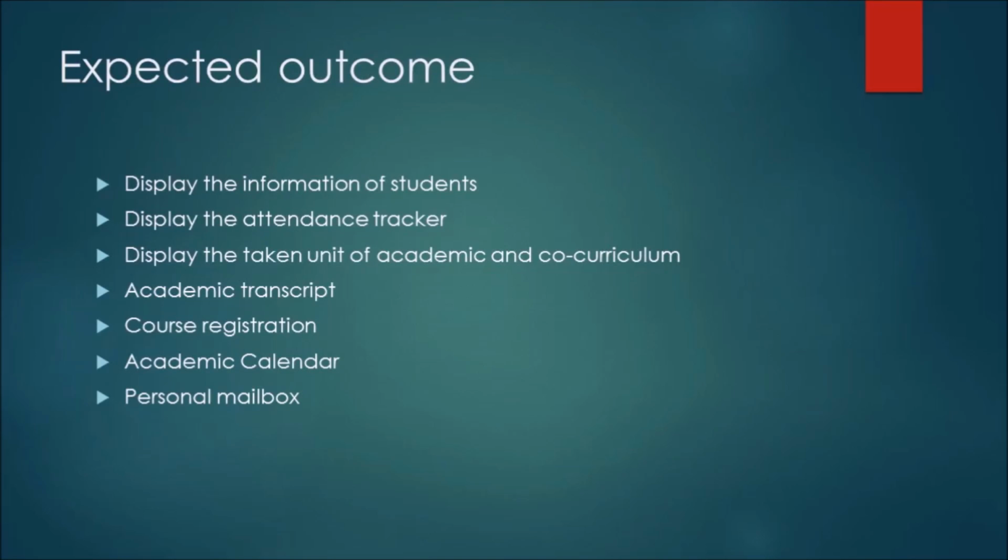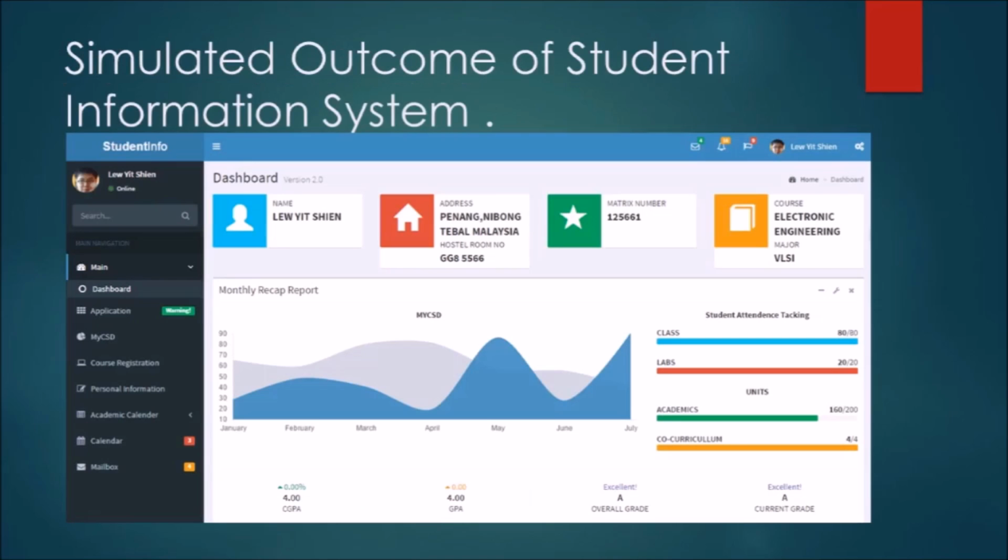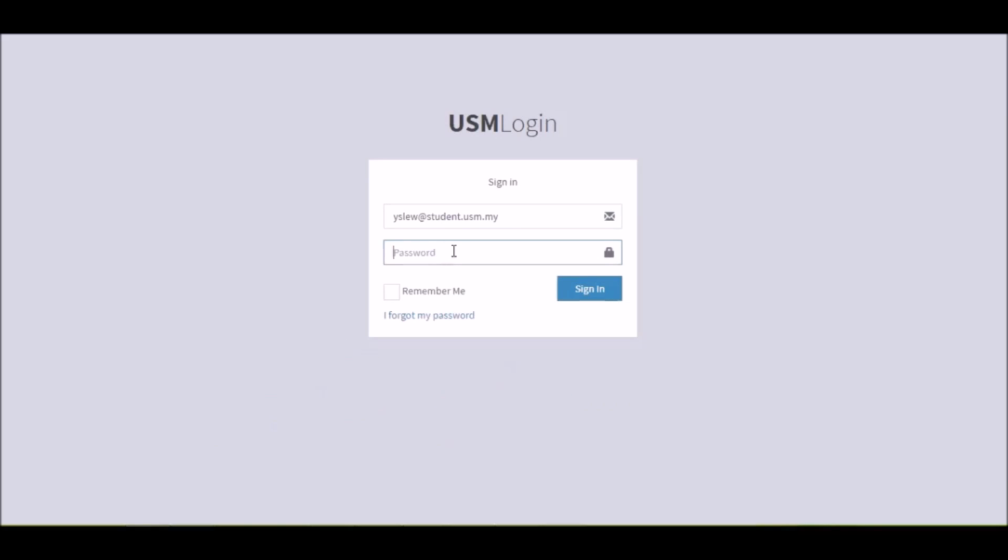The outcome of the student information system is to display necessary information and provide a paperless solution for the student. This system is able to display information of students, attendance tracker, and the taken units of academic and co-curriculum. It also provides the academic transcript, course registration, academic calendar, and personal mailbox functions. The figure shows the simulated outcome of the student information system. The following video demos the simulated outcome of the student information system.